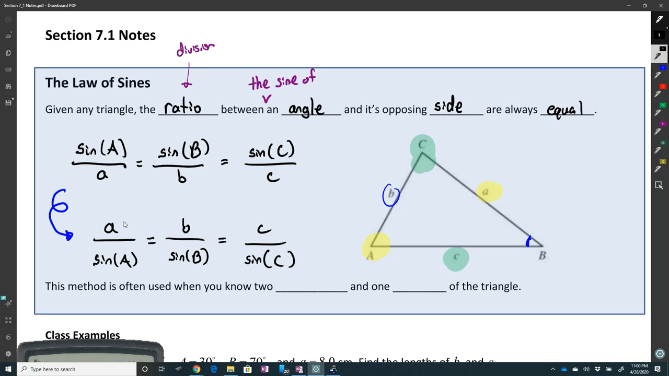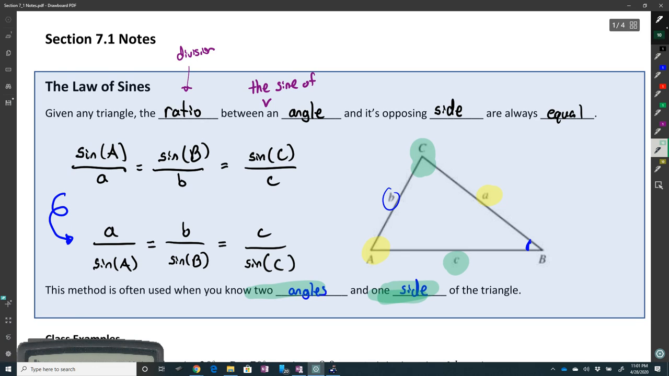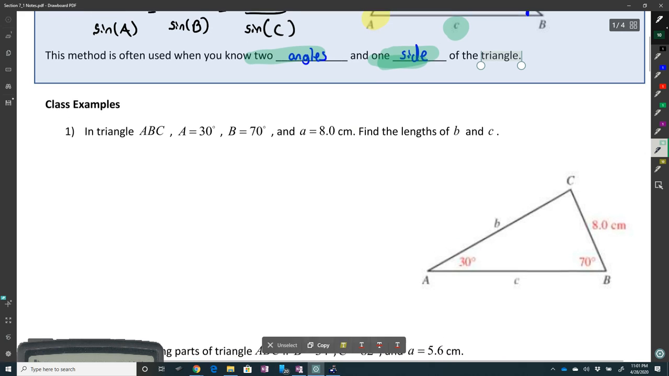Now we often use this method when we know two angles and one side. There's other cases, but they save that for 7.3. Okay, so whenever you have two angles and one side, we know that, hey, let's use the law of sines. Now in this section, everything's going to be the law of sines, but let's get started.